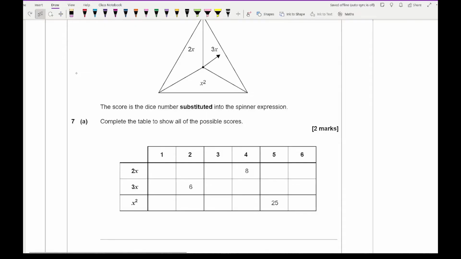So all we need to do is just substitute the numbers on our top row into the expressions in our column. So this is going to be 2, 4, 6, 10 and 12. Then we're multiplying by 3, so that's going to be 3, 6, 9, 12, 15, 18. And then we're squaring the numbers, so that's going to be 1, 4, 9, 16 and 36.